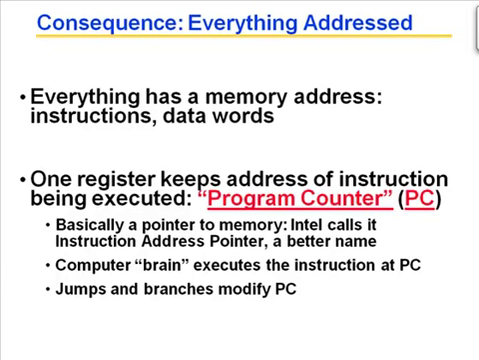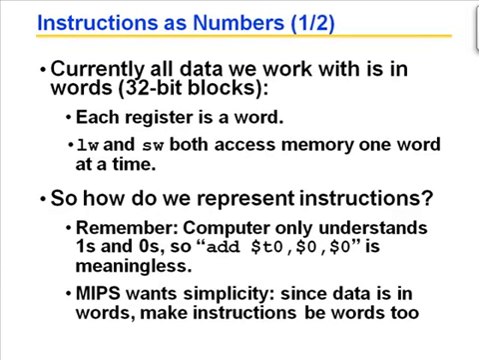So we'll look later at jumps and branches, which are similar to your Boolean ifs and functions, I guess, if you were thinking in C, and how these modify the program counter to move you along the memory into other parts of the code. So currently we work with 32-bit blocks in words. Each register that we talked about is a word. Load word and store word both access memory one word at a time.